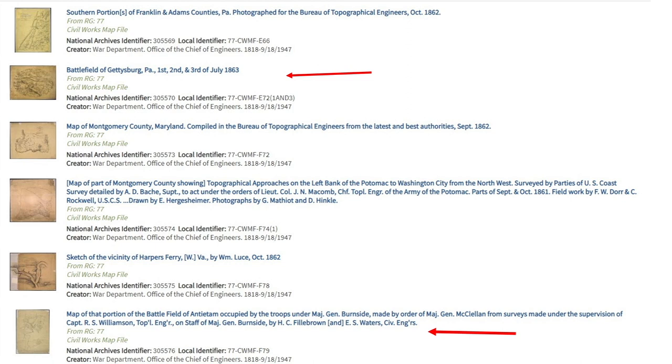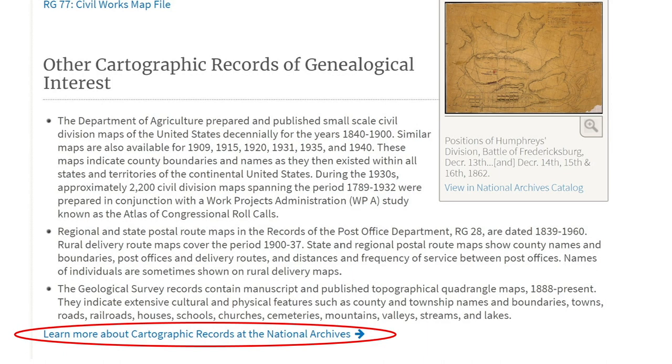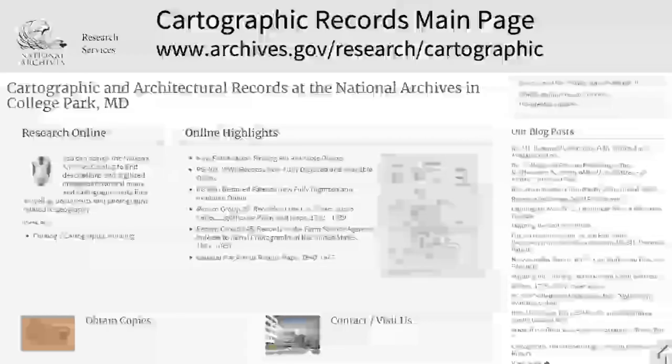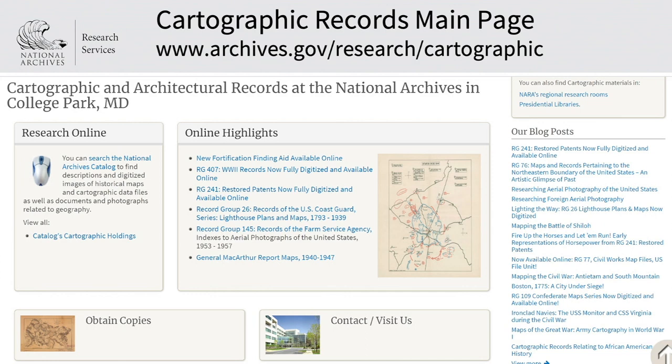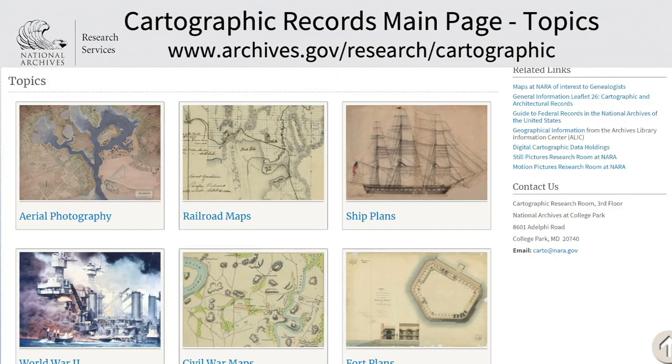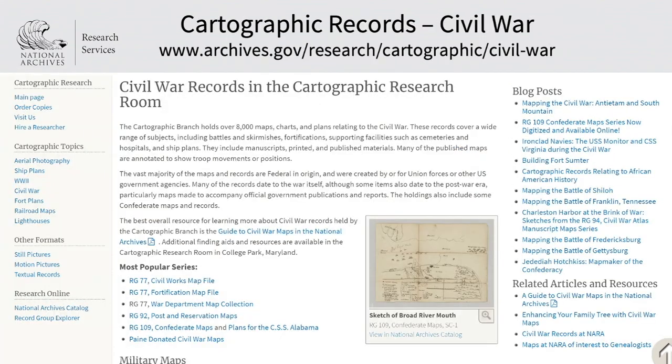someone who fought there. Now at the bottom of the maps page, if you want to explore maps further, click on Learn More about Cartographic Records at the National Archives. And this will take you to the Cartographic Unit's main page. This is a brand new section of the website. If you scroll down, you'll see cartographic topics listed with the most popular records. So you may want to look here as well. For example, here's their Civil War page. So there's a lot more to explore.